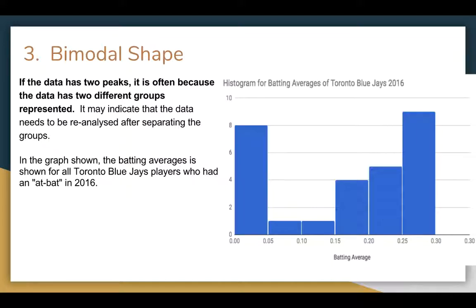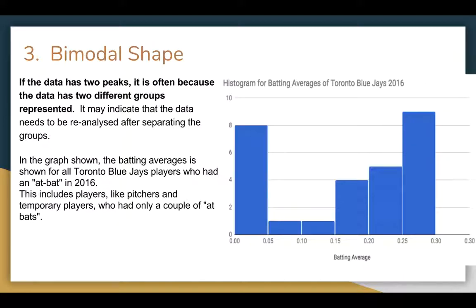In the graph shown, they're actually showing all the Blue Jays that had an at-bat in 2016. So if you go to the Blue Jays website, they'll give you batting averages, but they'll give you everybody. And so there's 8 players that maybe are at 0 because they just didn't get a hit because they only got 1 or 2 at-bats. So pitchers potentially only get to bat once or twice in a season for the Blue Jays because they only pitch or hit in certain games. And then also just guys that get called up, young guys that just get called up for a game and then get sent back down.